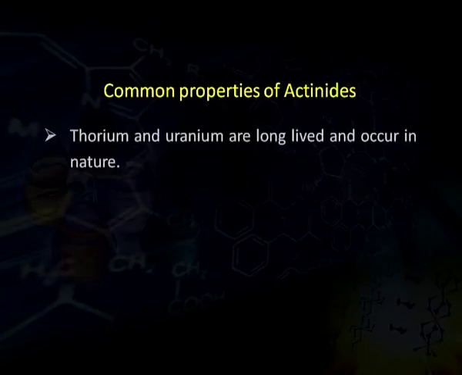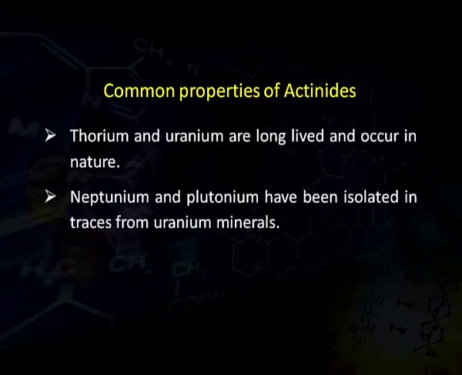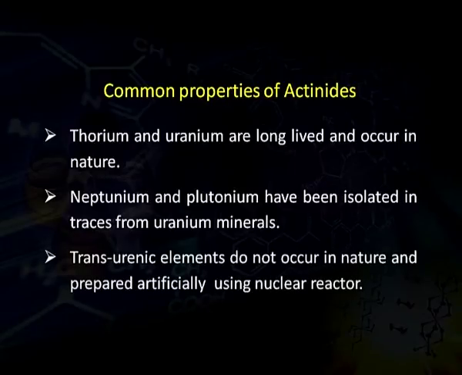Let us discuss the common properties of actinides. Thorium and uranium are long lived and frequently occur in nature. Neptunium and plutonium have been isolated in traces from uranium mineral. The transuranic elements do not occur in nature and are prepared artificially using a nuclear reactor, using either alpha particles or neutrons. It will be discussed later how the transuranics are prepared.